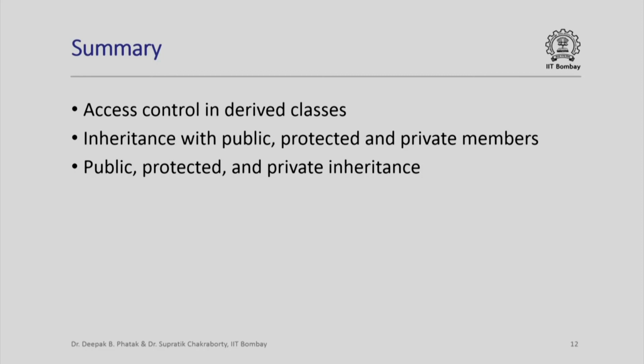We saw how we can inherit public, protected and private data members from a base class into a derived class, and we also saw how we can have different kinds of inheritance, public, protected and private inheritance, and it is really the combination of the access control specification for a data member or a member function and the mode of inheritance or the mode of derivation that determines how data members or member functions can be accessed within derived classes.